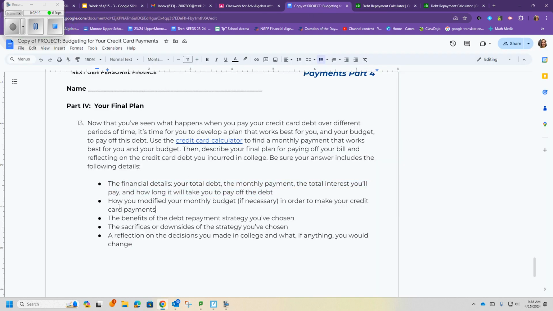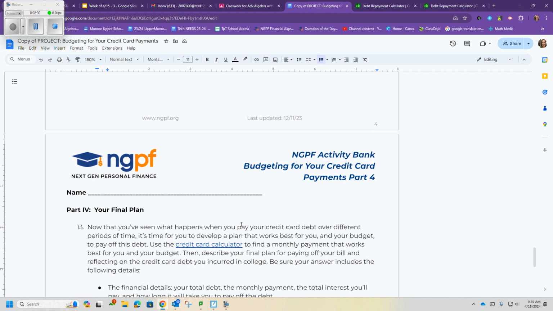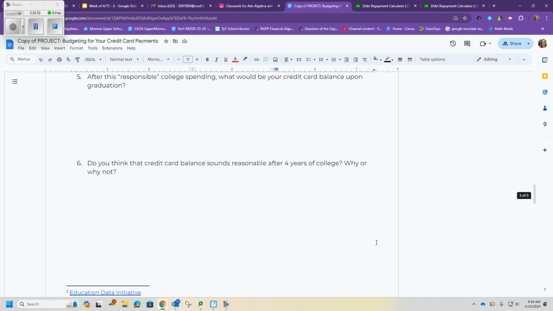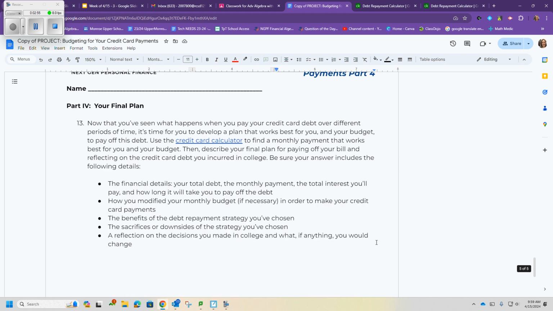Okay, the second bullet says how you modified your monthly budget, if necessary, in order to make your credit card payments. Okay, I'm assuming that option of just using your everything else budget, you're not going to like that very much. So you're going to have to modify your budget. If you go back up to here, you're going to have to look at which one of these categories here, housing, transportation, food, insurance, healthcare, entertainment, apparel and services, education, which of those are you going to be able to take some money from? Because you can't just all of a sudden have a ton more money.